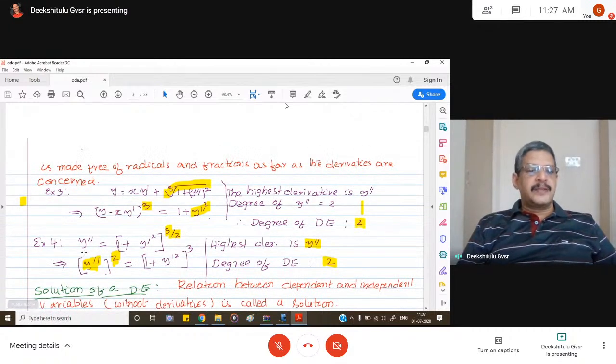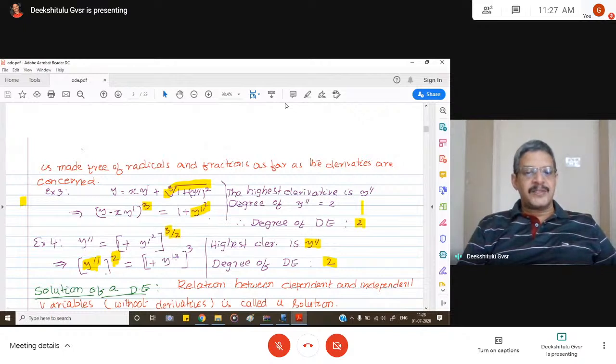Another example, y double dash is equal to 1 plus y dash square whole power 3 by 2. Again we have a fraction here. We have to eliminate this. How do you eliminate this? By squaring both sides. Y double dash square is equal to 1 plus y dash square whole cube. What is the highest derivative in this? Y double dash. What is the power of that? 2. So that is the degree of the differential equation.